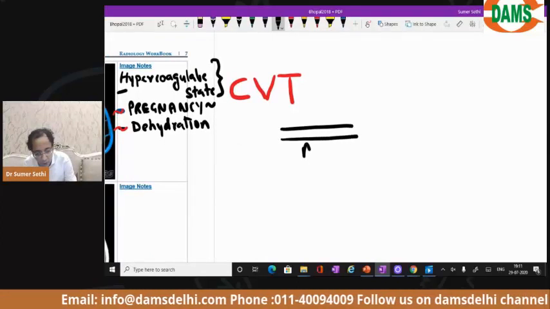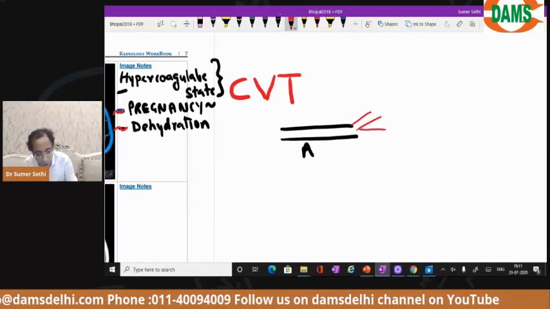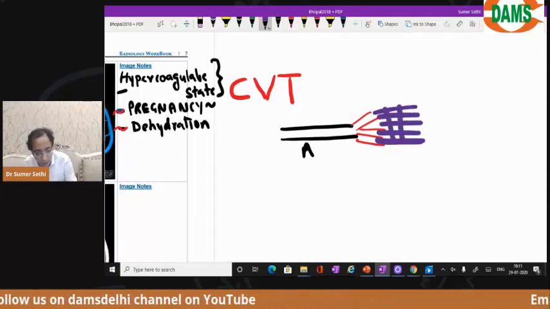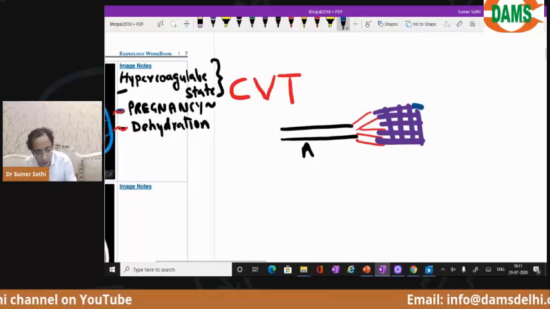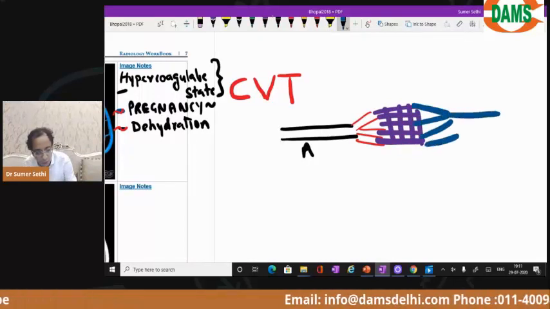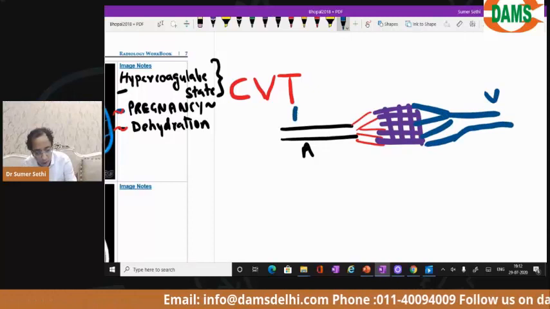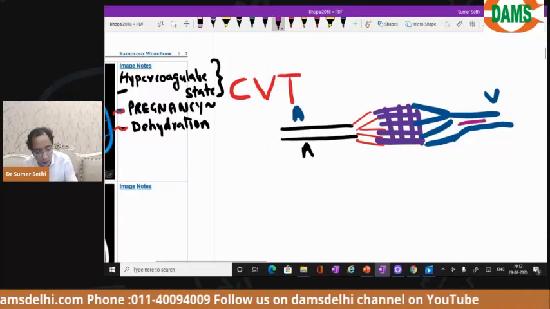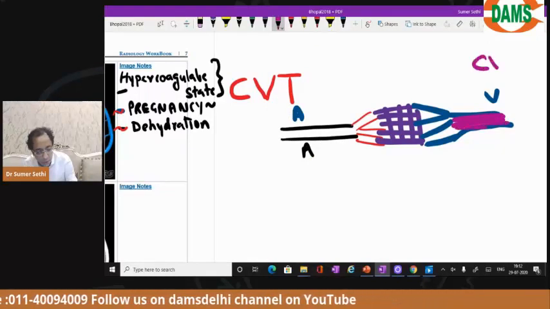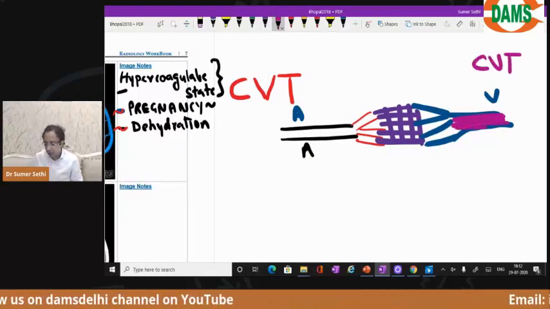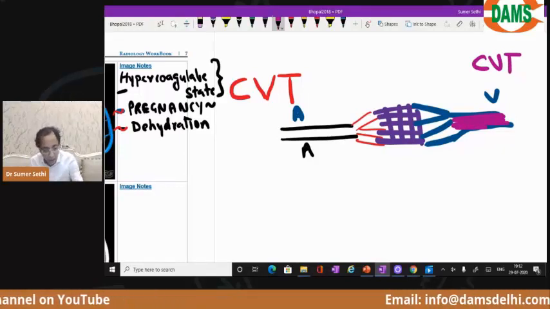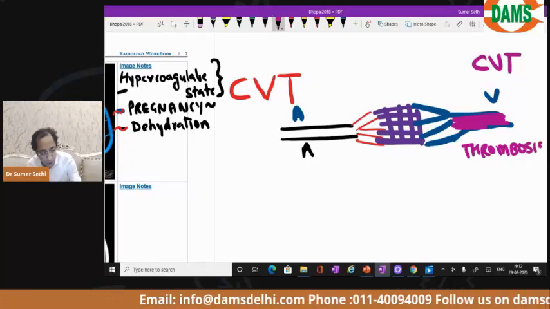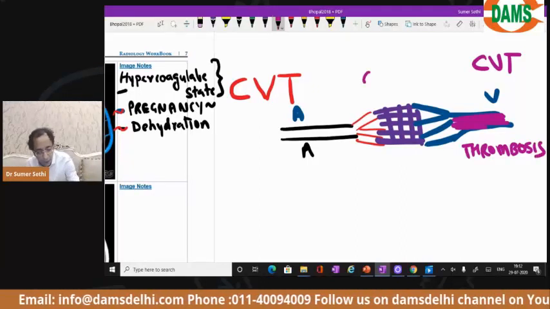If this is your artery, these are your arterioles. These are your capillaries. Okay, बच्चे? These are your venules. These are your veins. Now, suppose a pregnant lady has a hypercoagulable state and she develops venous thrombosis, cerebral venous thrombosis. Any one of you can think and answer: if you have a thrombus in the vein in your brain, what will happen to the capillaries?